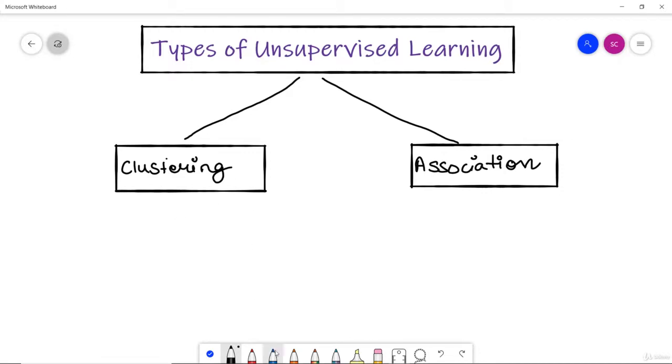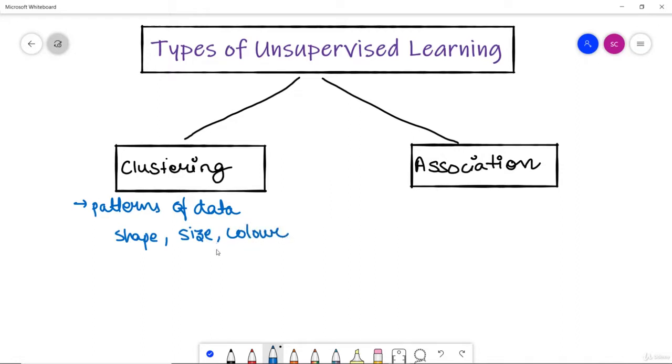Now, clustering is a type of unsupervised learning where you find certain patterns in the data that you are working on. There could be several patterns such as shape, size, color, etc., which can be used to group the data items. So this is about clustering.